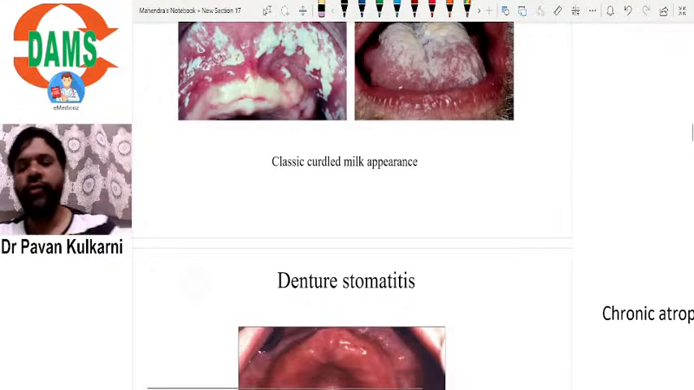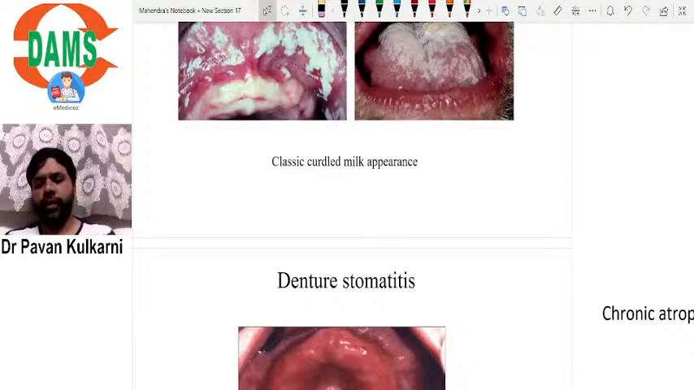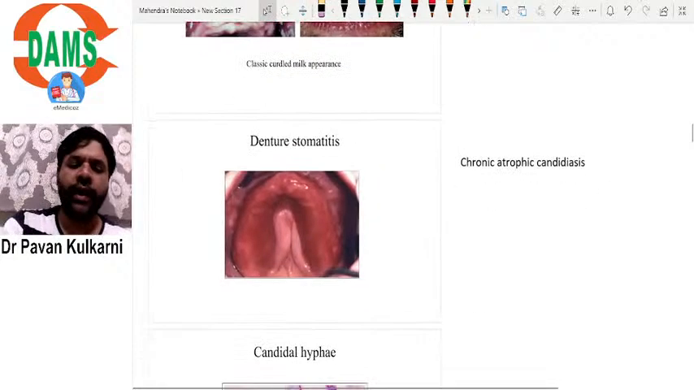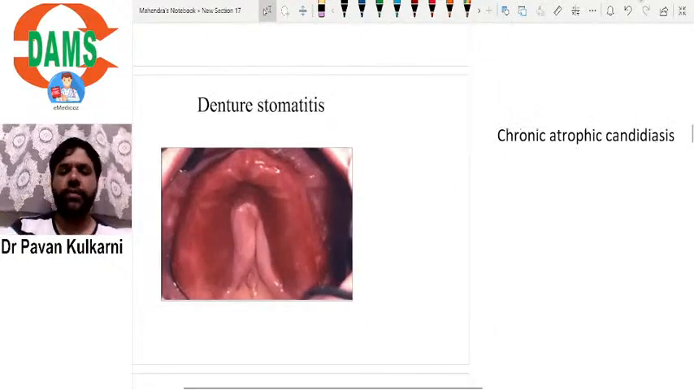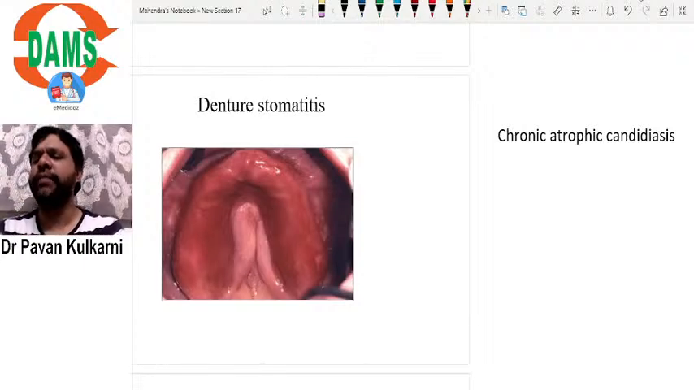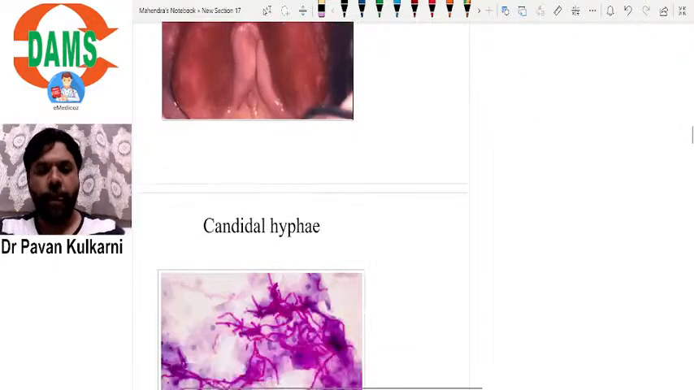Now, this is an image of denture stomatitis. Denture stomatitis is also known as chronic atrophic candidiasis. There is a very common single liner MCQ also, that a person called Newton has classified this denture stomatitis. So we are supposed to remember this chronic atrophic candidiasis, also known as denture stomatitis.